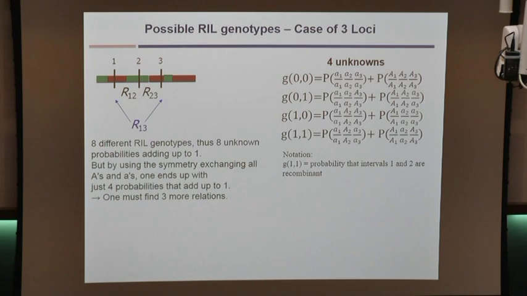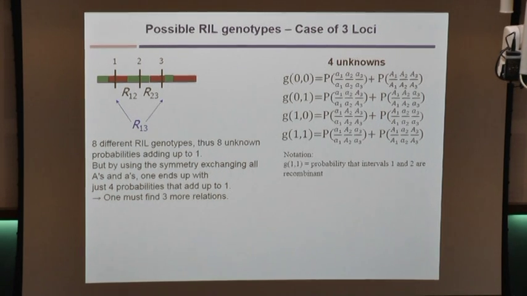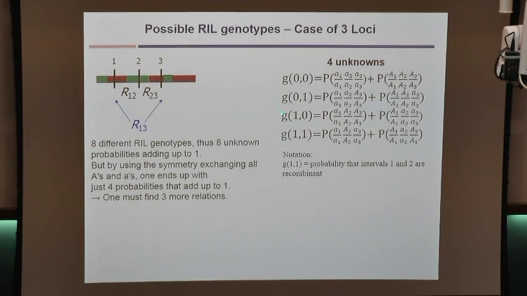But again, one should realize that there is this symmetric property where the probability of this genotype is the same as this genotype. So rather than computing 8 unknown probabilities, you can actually compute 4 unknown probabilities because of this symmetry. If you see, the probability of this genotype was equal to this genotype, the parental types. So similarly, there are 8 possible RIL genotypes. You can condense them into 4 unknown quantities. So that's the first thing.